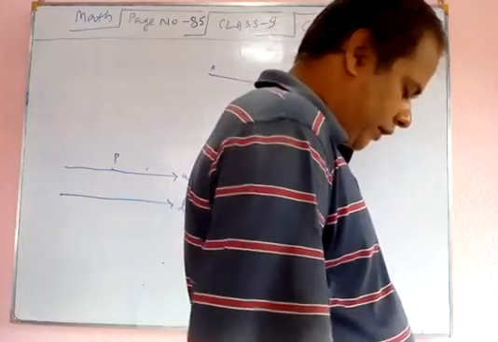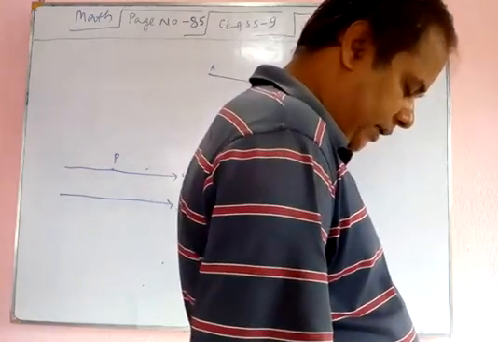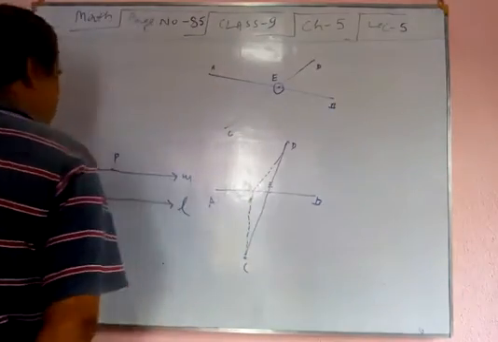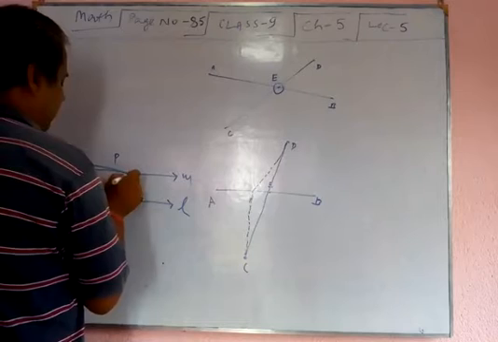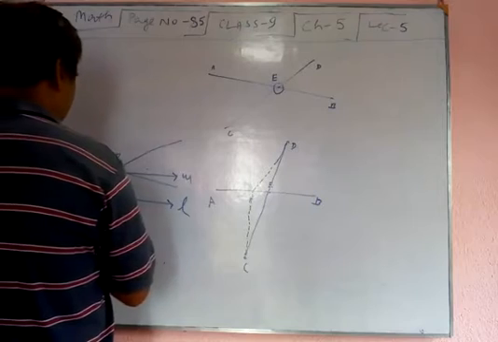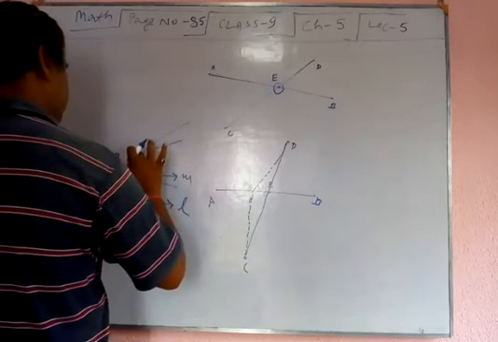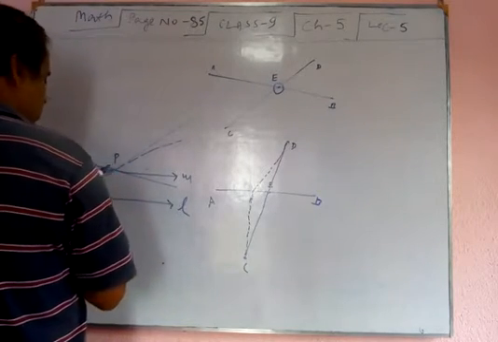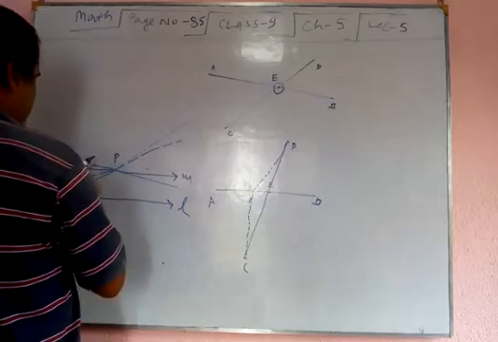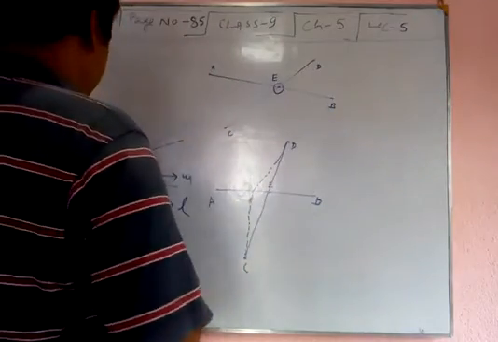From figure 5.11, you can see that of all the lines passing through the point P, only line M is parallel to the line L. Other lines may also pass through the point P, but these lines are not parallel to line L. Only the line M can pass through P and be parallel to L as well.